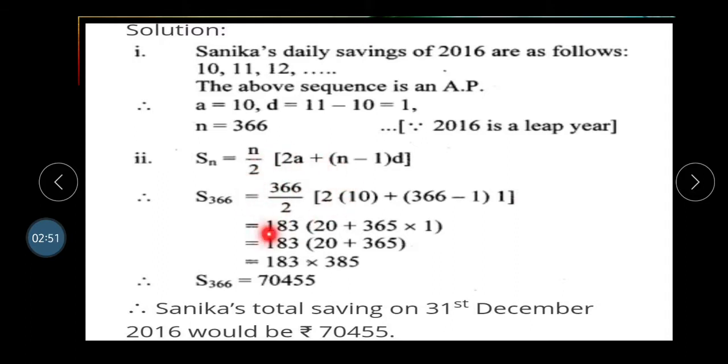Dividing this, we get 183, 2 tens are 20, 366 minus 1 is 365 times 1. Now 365 into 1, we will get 365 itself. 365 plus 20, we will get 385. So 385 into 183, we will get 70,455. So Sanika's total saving on 31st December 2016 would be 70,455.